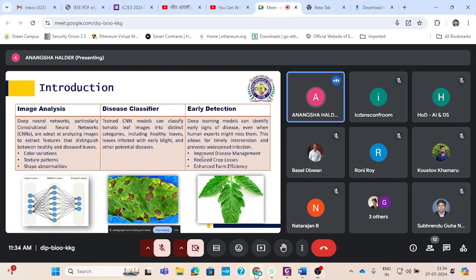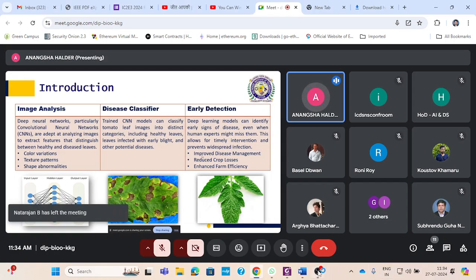the leaf, and after that, if there is any kind of disease present, then it can be detected early, before the agriculture or before the cropping or farming of the farmers.